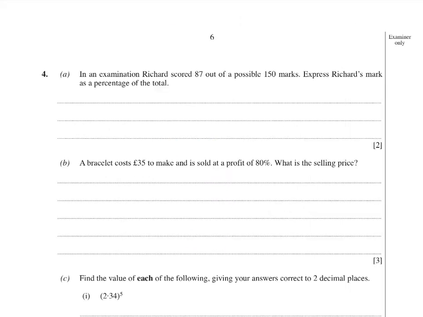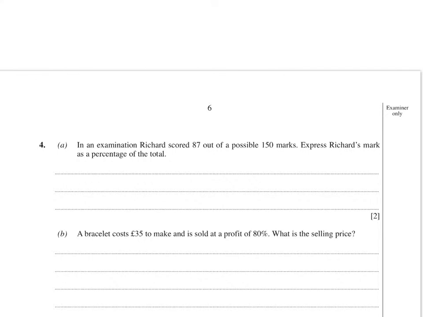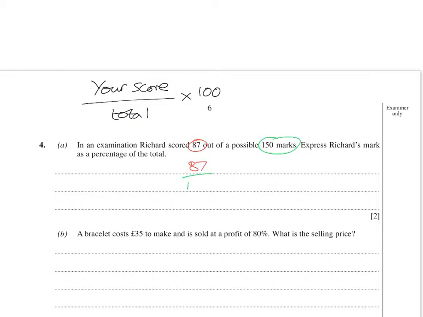Okay? To work out percentage, your formula needs to be, so it's a good idea to learn this, there's a couple of percentages you need to learn. It is whatever your score is divided by the total, and then you multiply that by 100 because it's a percentage. Percent means per 100, so you times by 100. So Richard got 87, so that's 87 out of a total of 150, so out of 150.